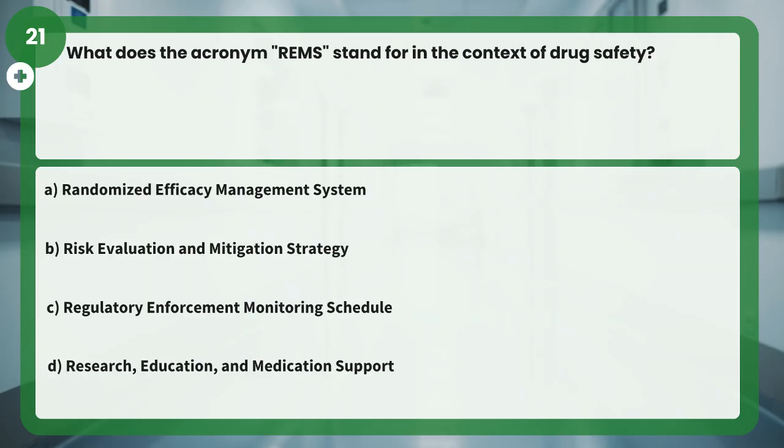Question 21. What does the acronym REMS stand for in the context of drug safety? A. Randomized Efficacy Management System. B. Risk Evaluation and Mitigation Strategy. C. Regulatory Enforcement Monitoring Schedule. D. Research, Education, and Medication Support.